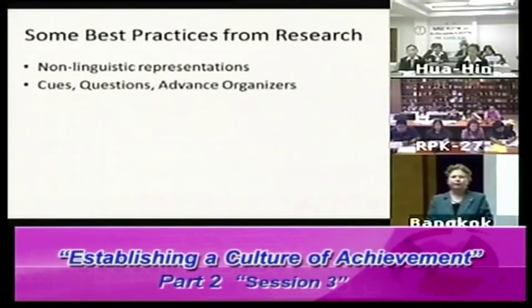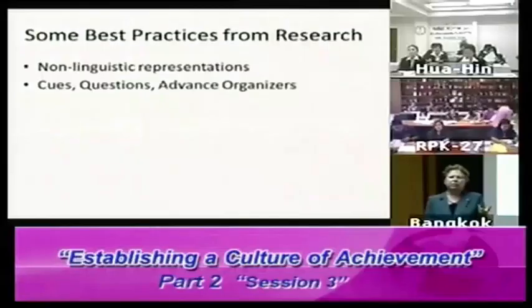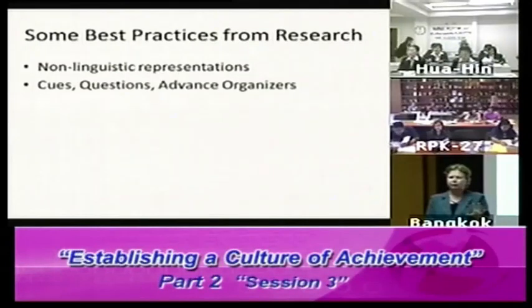You remember on our first session, there was a table of contents from a book. These are the research-based good practices that teachers can use in the classroom. And these are related to the naturalist intelligence, but also related to other intelligences. So the two things we want to look at briefly today, they're not new to you, I'm sure. One is the idea of non-linguistic representations. The other is the idea of cues and questions and advance organizers.